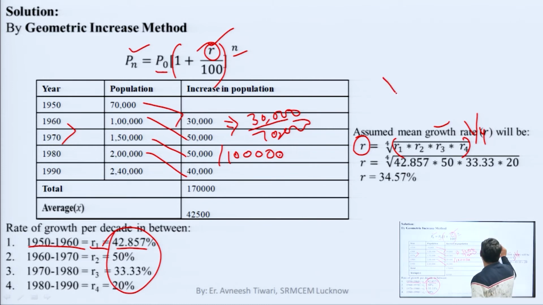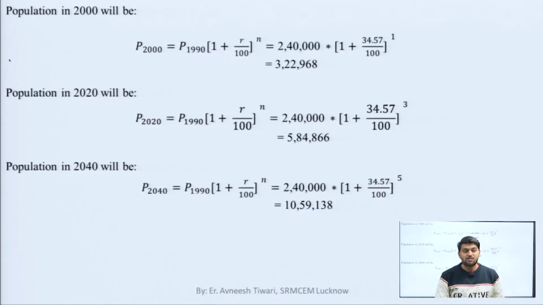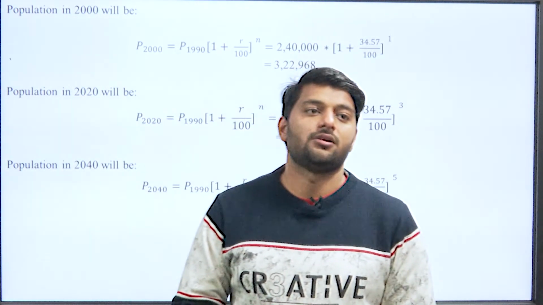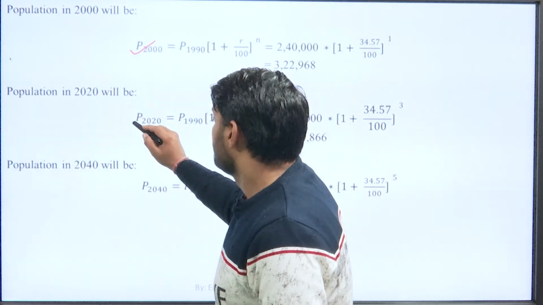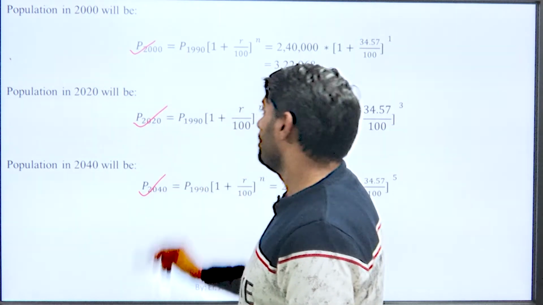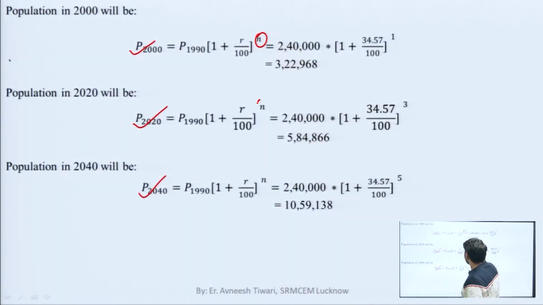So that is 1 by 4th power of what? R1, R2, R3 and R4. So this is done and we will get the value of assumed mean growth rate. So after getting the value of R, we can easily estimate the population for year P2000, 2020 and 2040. The only difference is that we have to put different values here.